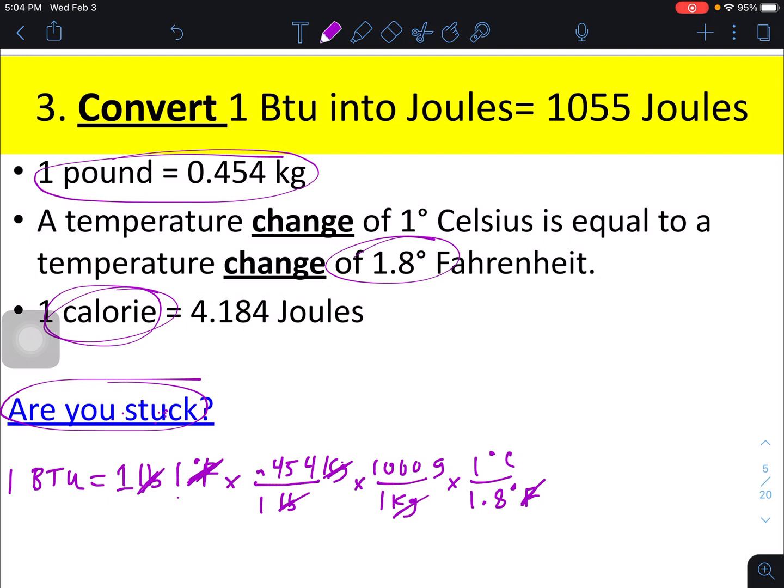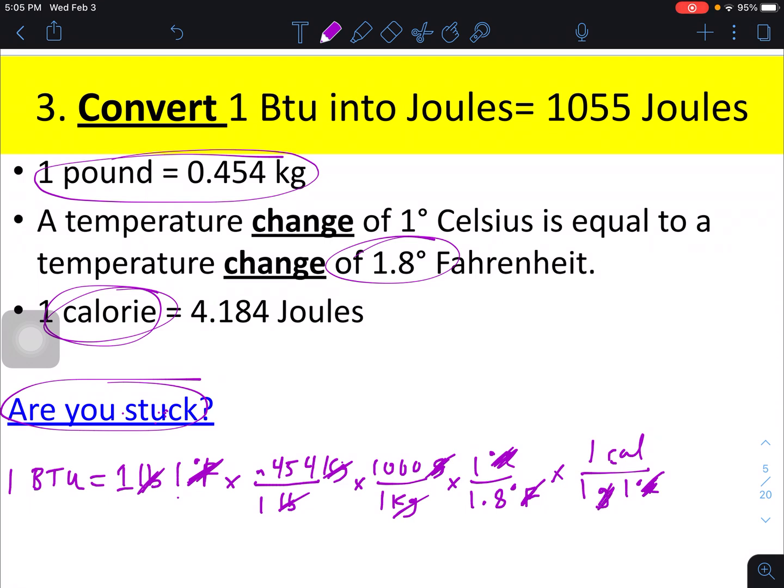And then we will say that 1 calorie is the amount of energy it takes to raise the temperature of 1 gram of water 1 degree Celsius. And that will get rid of degrees Celsius, and that will also get rid of grams.